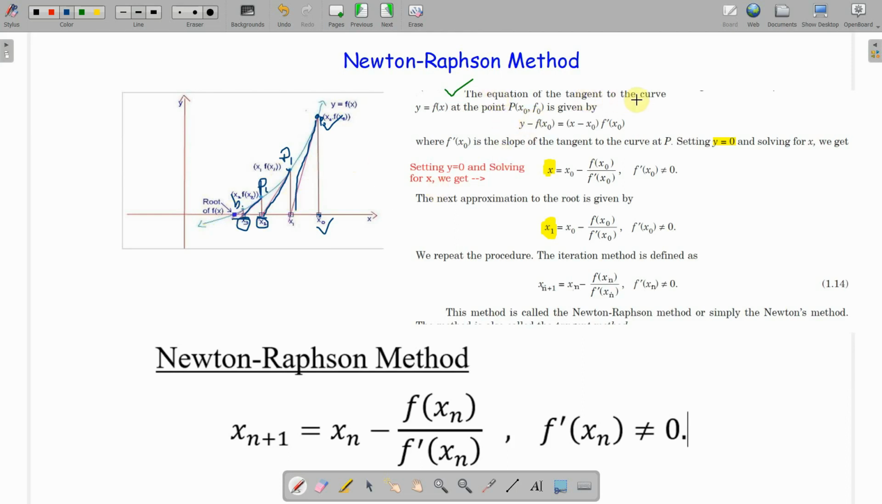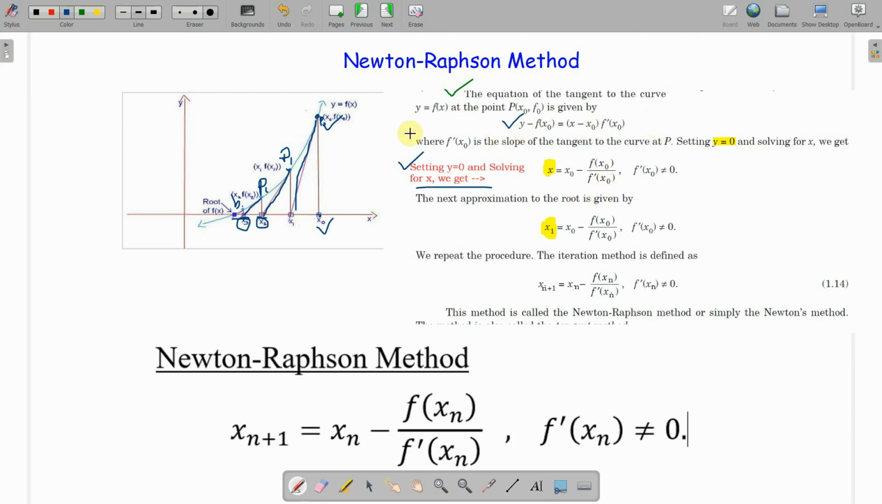So the equation of the tangent to the curve you know always, that is, write this down: y minus f(x0) equals (x minus x0) f'(x0). Where f'(x0) is the slope of the tangent of the curve, and now setting y equals to 0 and solving for x, we get x equals to x0 minus f(x0) by f'(x0). Setting y equals to 0, solving for x. This is the general equation.